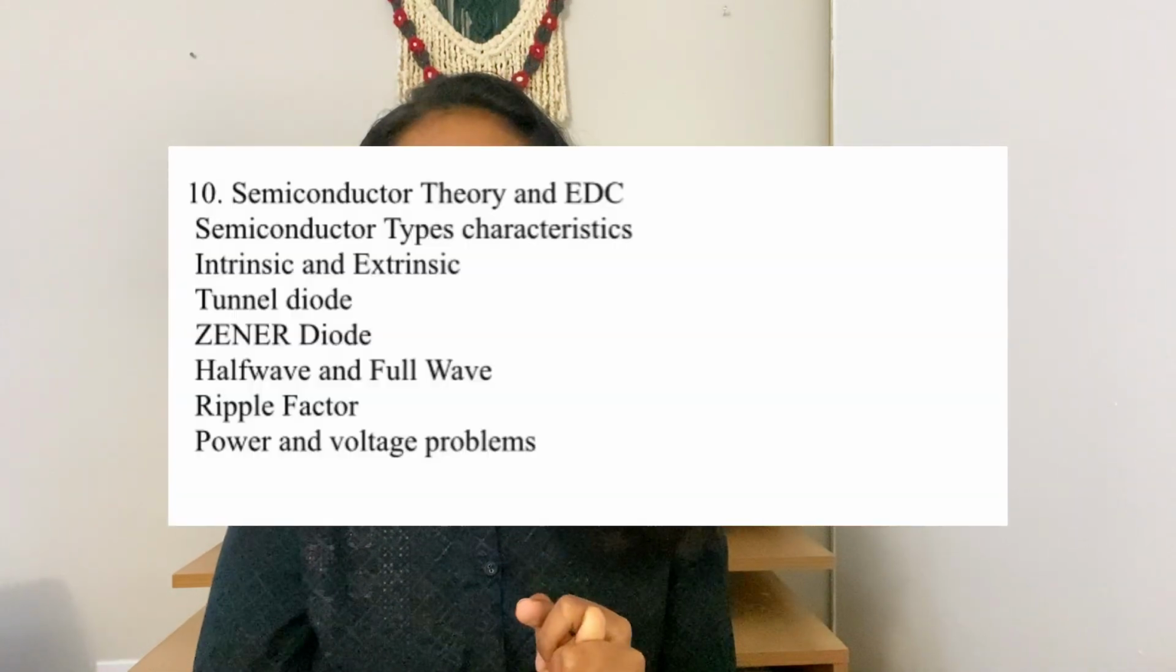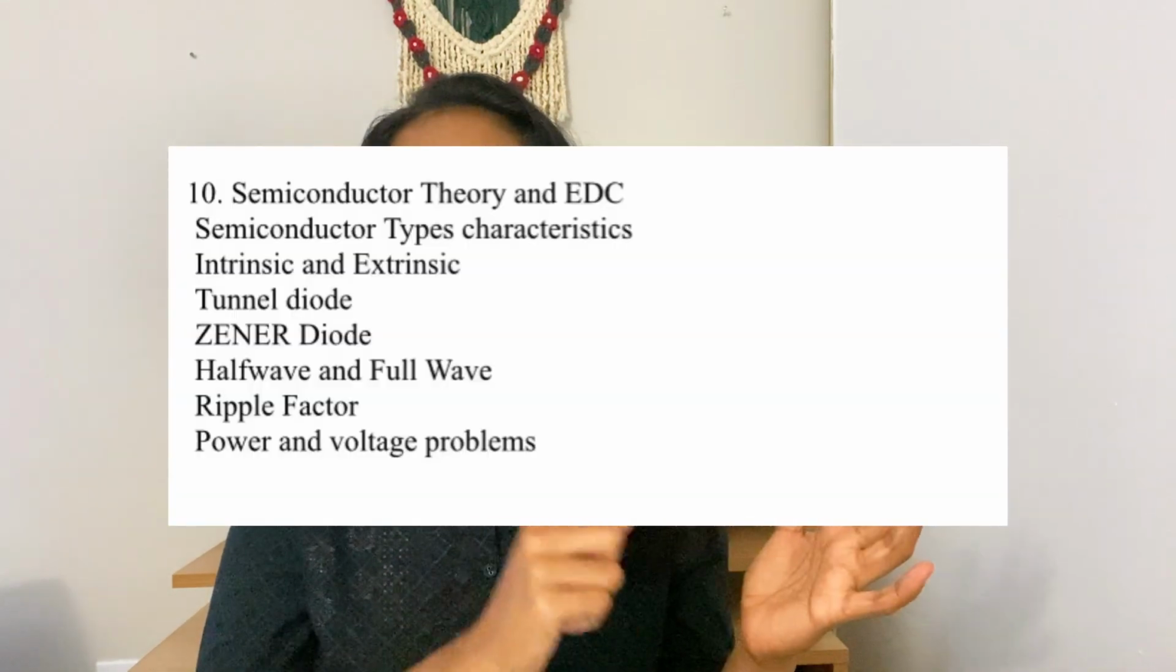The last subject I am going to explain the topics for is Semiconductor Theory and EDC. EDC is Electronic Devices and Circuits. From semiconductor types, you have to study the characteristics of semiconductors, intrinsic and extrinsic semiconductors, their connection, the bonding, what is the difference, etc. Also N-type and P-type semiconductors, which elements are used, what is the number of free electrons, everything is important. Tunnel diodes, ZENER diodes. ZENER diode is a very important topic.